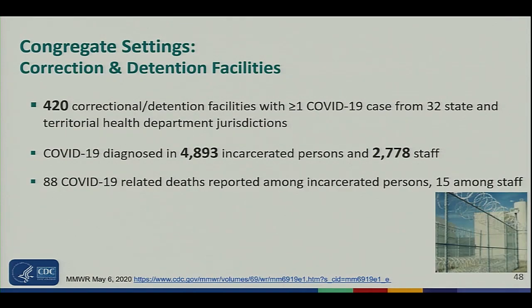Again, in April, there were 420 correctional or detention facilities with at least one case from 32 jurisdictions, with nearly 5,000 cases among incarcerated persons and 2,800 cases among staff. There were 88 COVID-related deaths among incarcerated persons and 15 among staff.